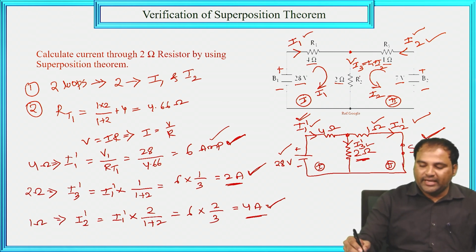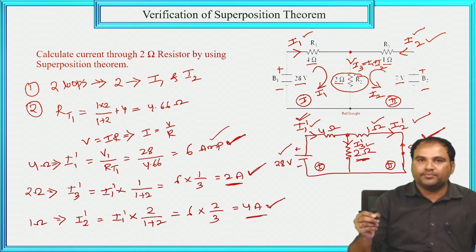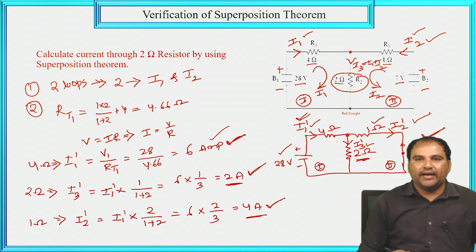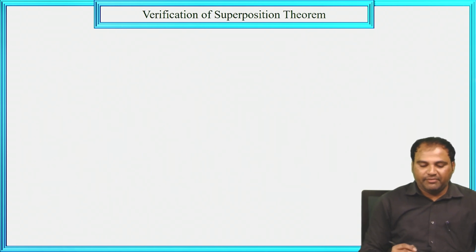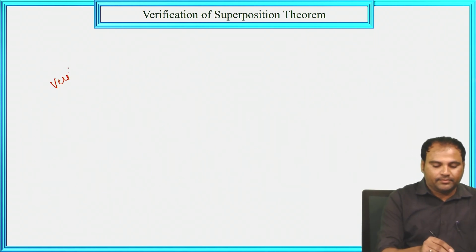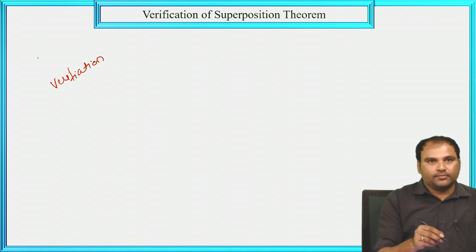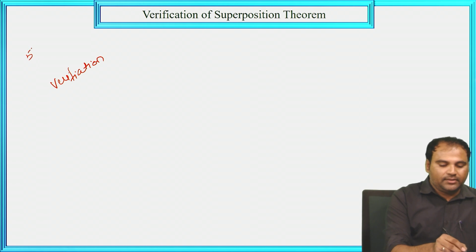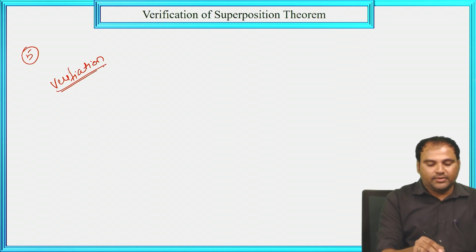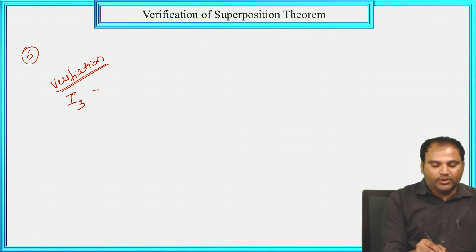So here we need to calculate the current value. Means I3 is equal to I1 plus I2. So we have to verify the superposition theorem like this: I3 is equal to I1 plus I2. So verification. The last one here is the verification of the superposition theorem, I3 equal to I1 plus I2.